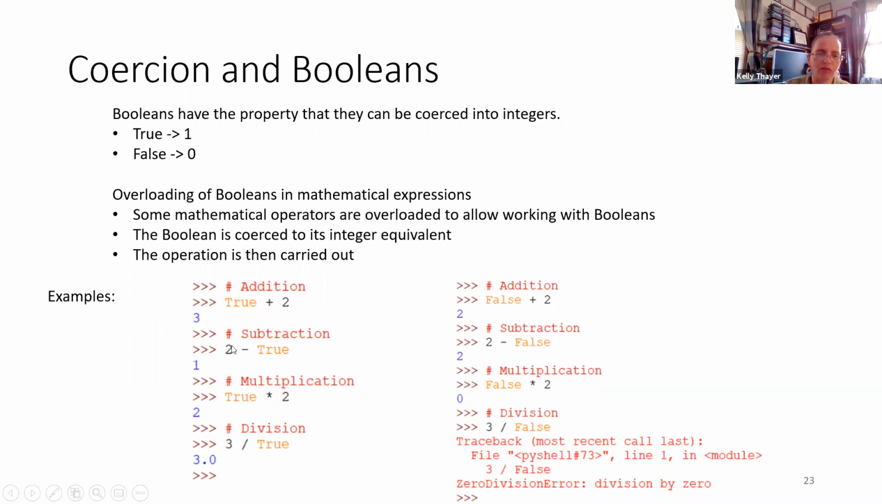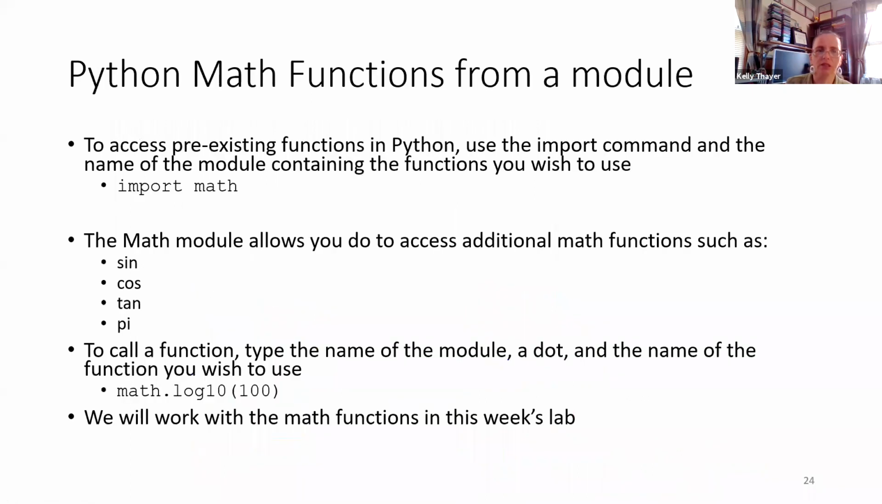Now we can have 2 minus true, which will give 1 with this substitution. Multiplication, true times 2 will give 2, and division, 3 divided by true will be 3.0, of course, because there's also the coercion into floats always occurring. Now we can also do the same thing with false, where that's going to be equal to 0, and of course in this case this will cause a problem because division by 0 is undefined.